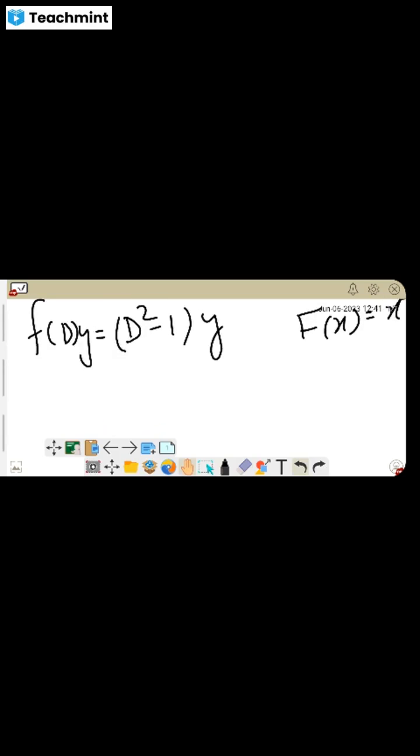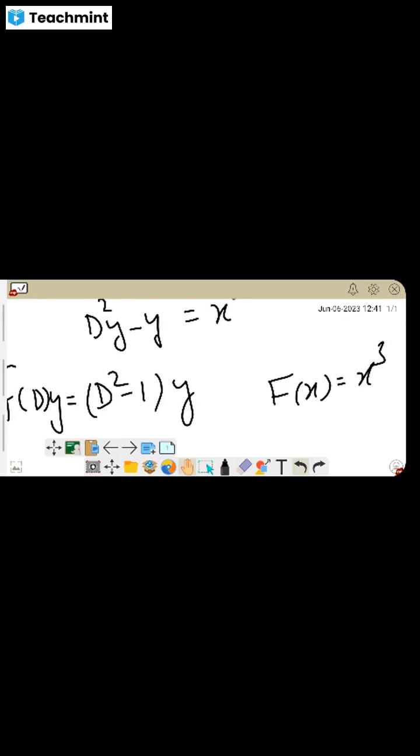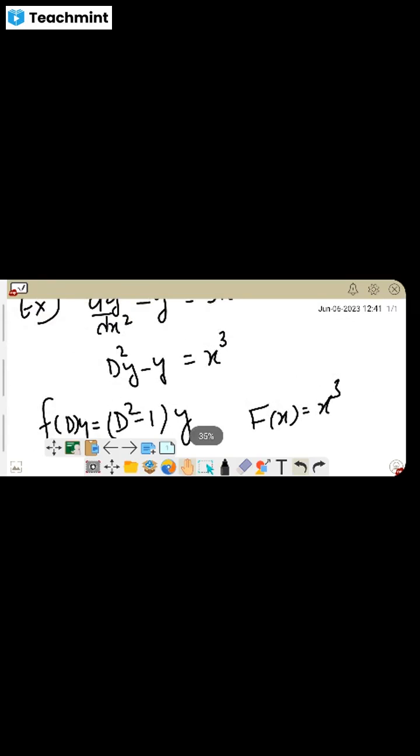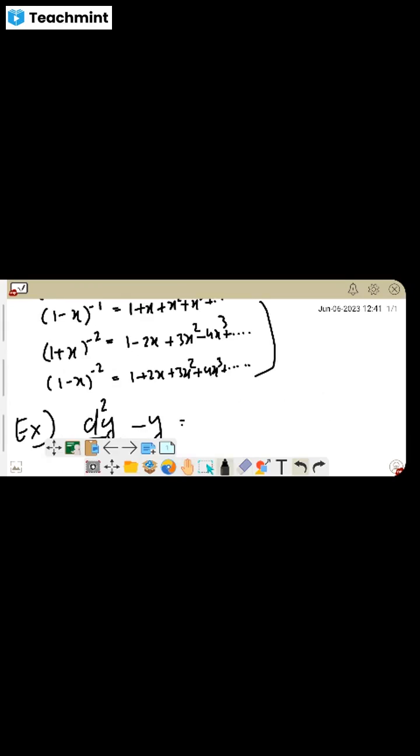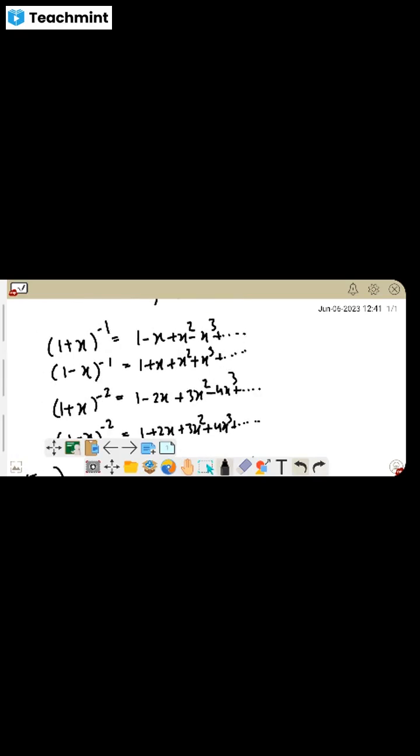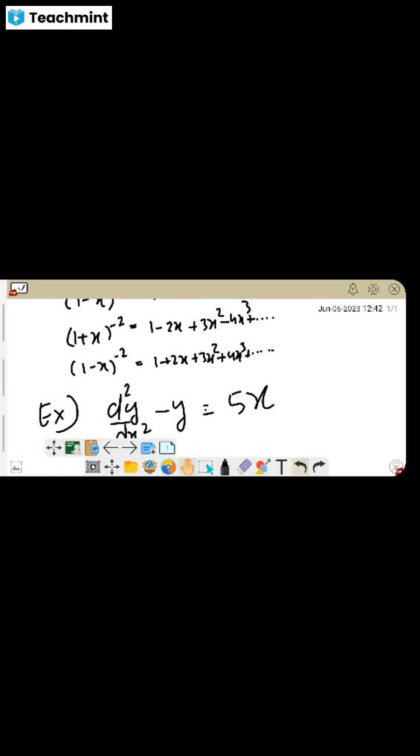Ma'am, how did we take x to the power 3? Actually I replaced it; in the question we have 5x. Here, instead of 5x, we use these formulas. We can take this 5x also, because here the power is only 1, so we will not need to use this expansion further. That is why I'm taking x to the power 3.